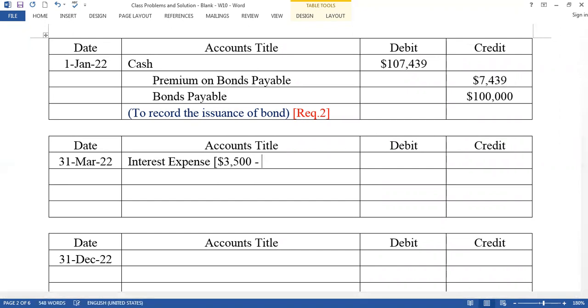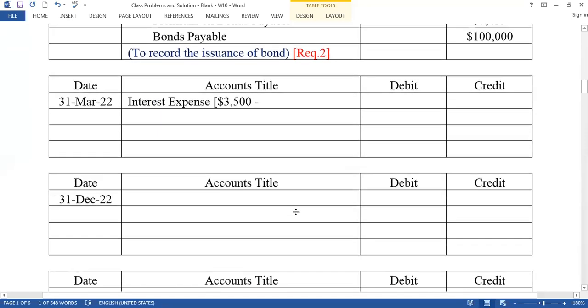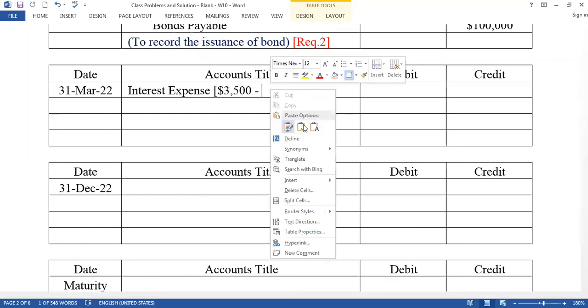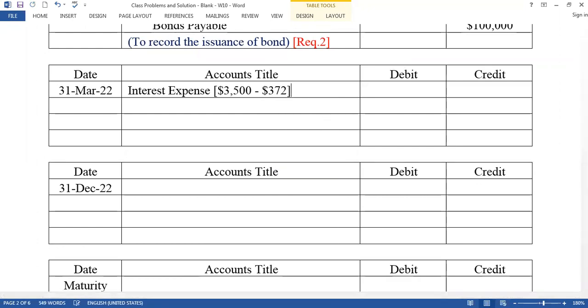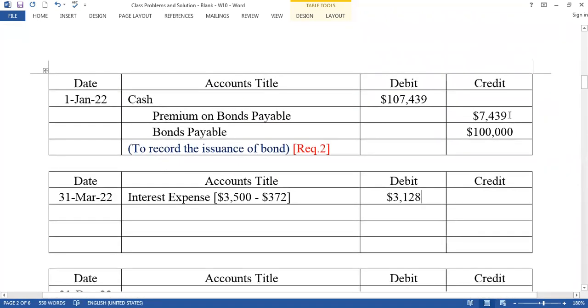Our good news is our interest expense is not $3,500. As it is a premium bond, this money we no need to pay per installment. So this $372 is the gain, right? We don't need to pay this. So interest expense debit, and after calculating this, it is $3,128. $3,128, not $3,500. Now you can see that we allocate this money where?